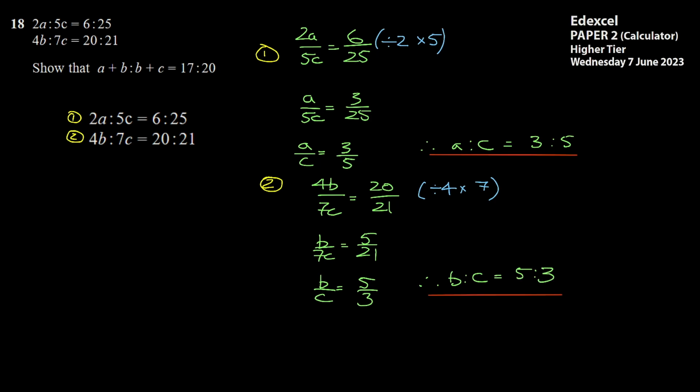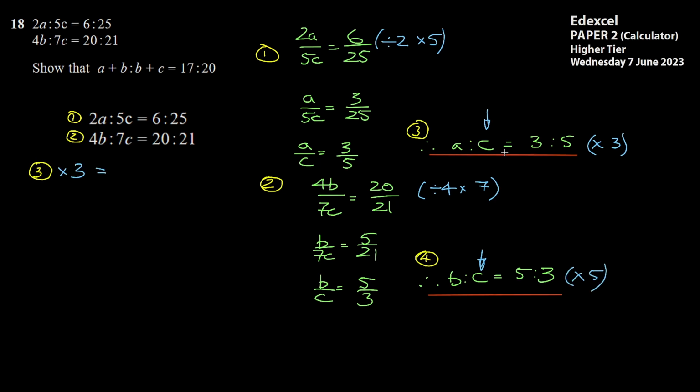Well, suddenly that's a lot easier. Now, if you notice, it is that C is common to both of our ratios. So we've got to get both of these ratios up to a common value of C, 5 and 3. Well, the best common value of that is 15. And we can do that by multiplying this ratio by 3 and this ratio by 5.